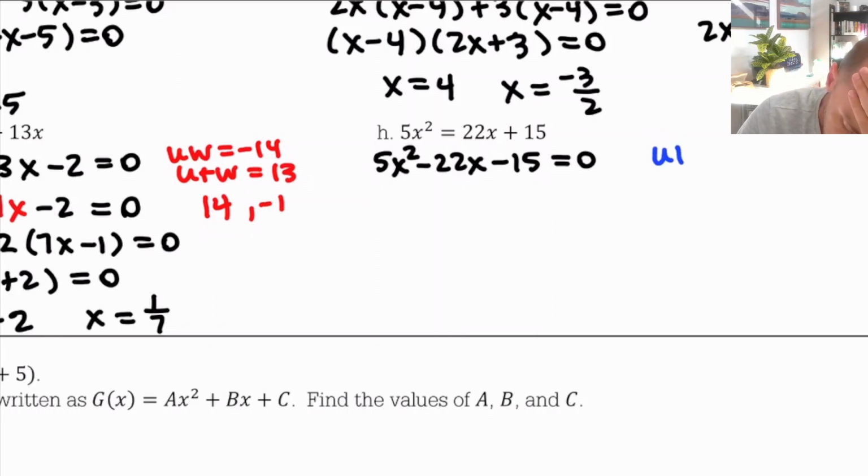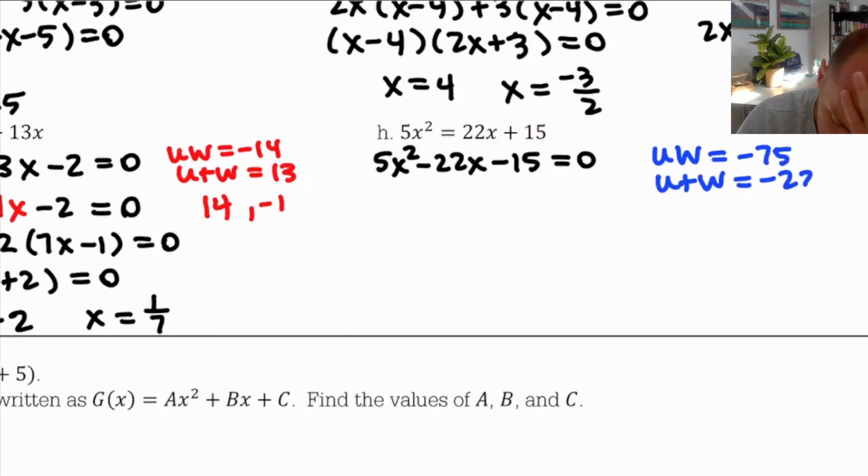So u times w will be negative 75, and u plus w would equal negative 22. So 75 and 1, 25 and 3. I mean, I'm sure there's 5 times 15, right? But that wouldn't add to 22. I think 25 and 3 is going to be the winner, and so it'd be negative 25, positive 3.